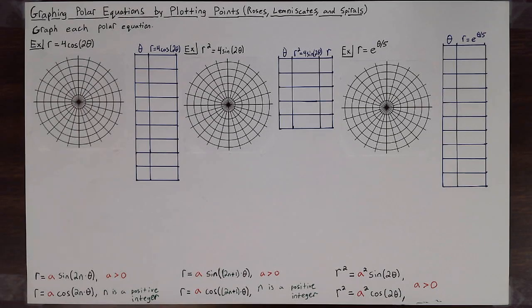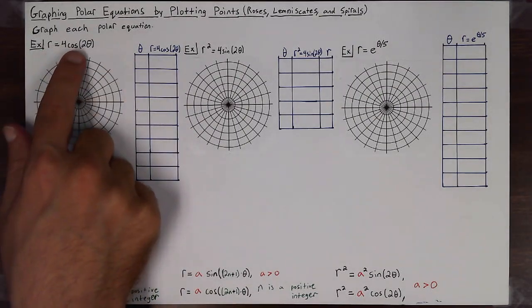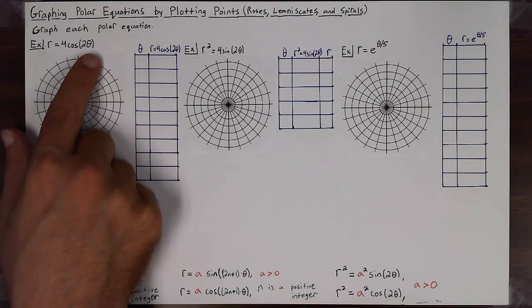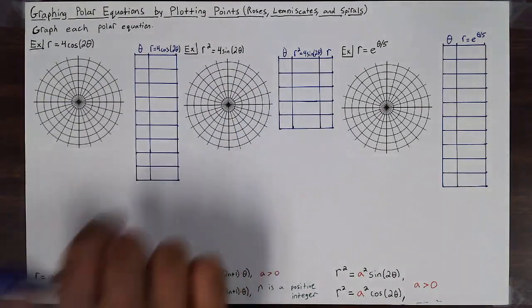In this video, we're going to learn how to graph polar equations by plotting points. And in this lesson, we're going to look at the graphs of roses, lemniscates, and spirals. We'll start with this left graph, which is r is equal to 4 cosine of 2 theta. Now, first we're going to test for symmetry to see where to plot our points.